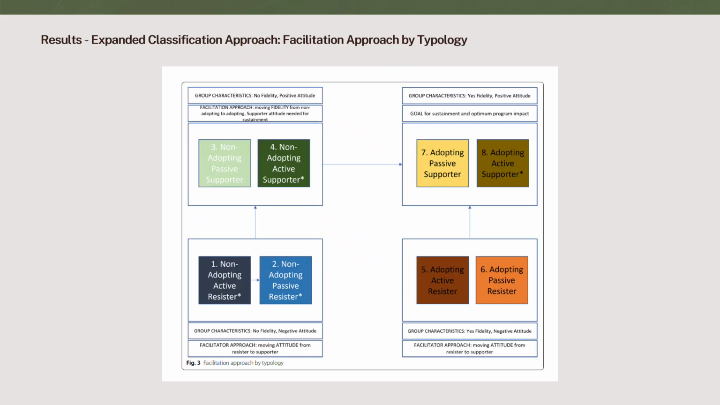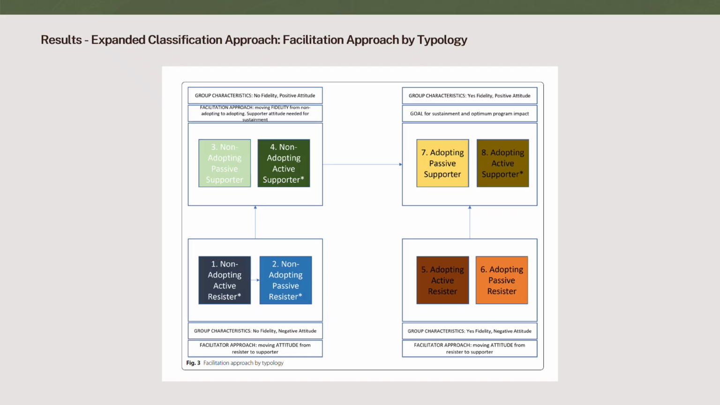From this, we were able to determine how to tailor facilitation to either improve fidelity or attitude or maintain each type of implementation. Non-adopting active resistors and non-adopting passive resistors have a negative attitude and no to low fidelity, so the focus needs to be on moving their attitude from negative to positive and making them a supporter.